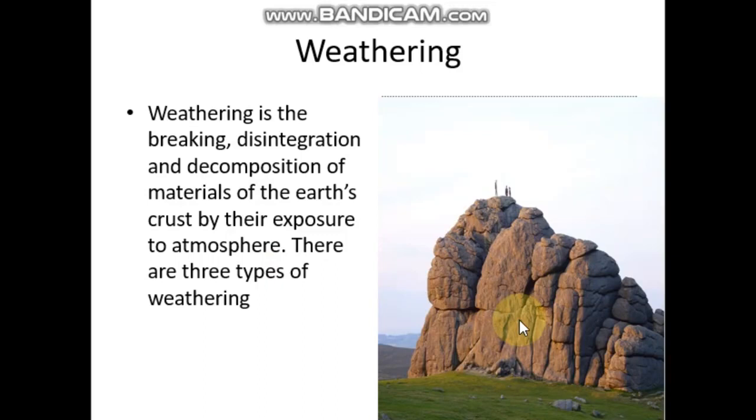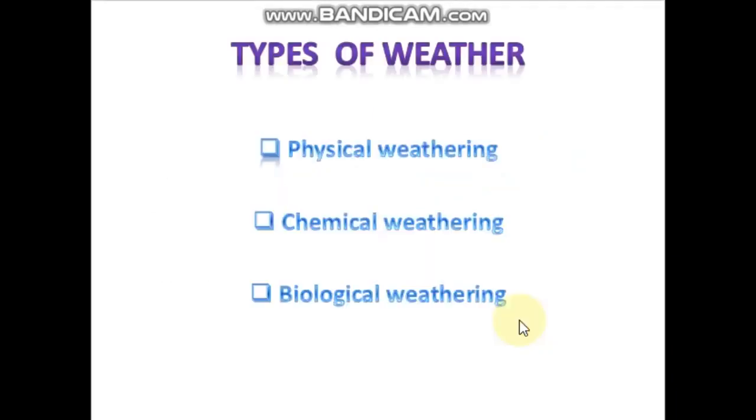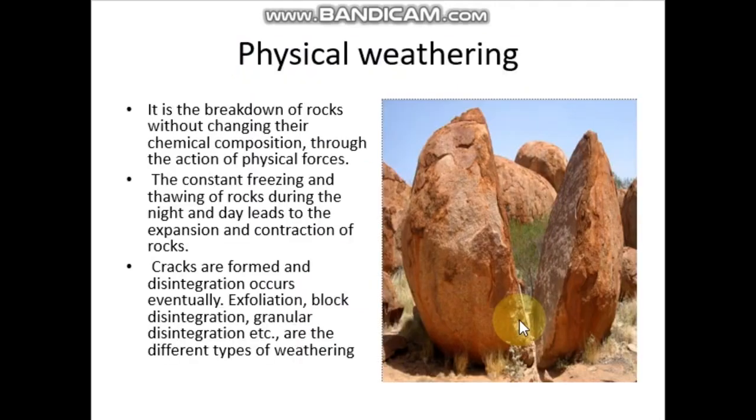So this weathering is divided into three types. What are the three types of weathering? Physical weathering, chemical weathering, biological weathering. Okay, listen carefully. What are the three types of weathering? They are the physical weathering, chemical weathering and the biological weathering. One by one we are going to learn about these in detail. First one is the physical weathering.